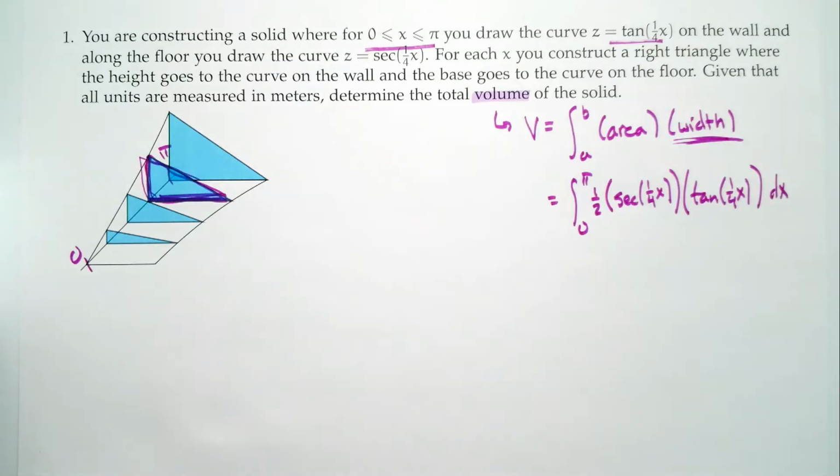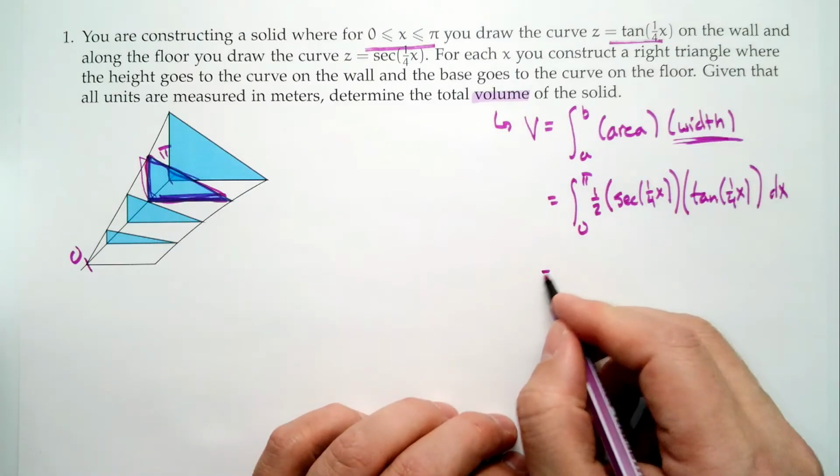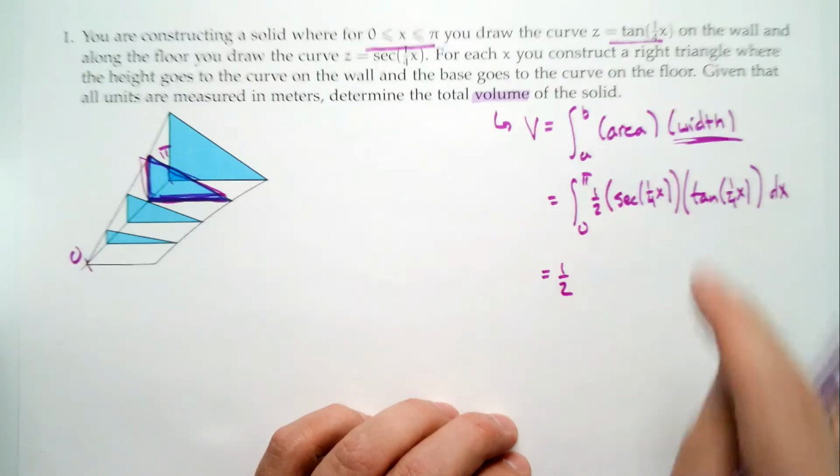Okay, good. Now we have our integral. Of course, we have to actually figure out how to integrate this, but maybe we have a way. So it looks like we have secant tangent. Do we know how to integrate secant tangent? Yes. All right, good. I like that answer. So 1/2. What's the integral of secant times tangent?